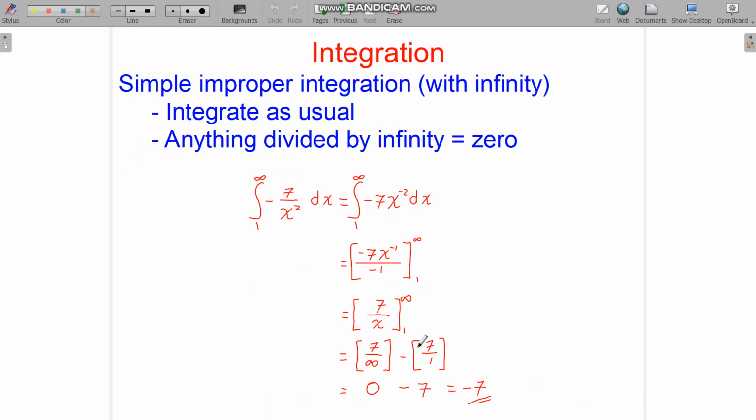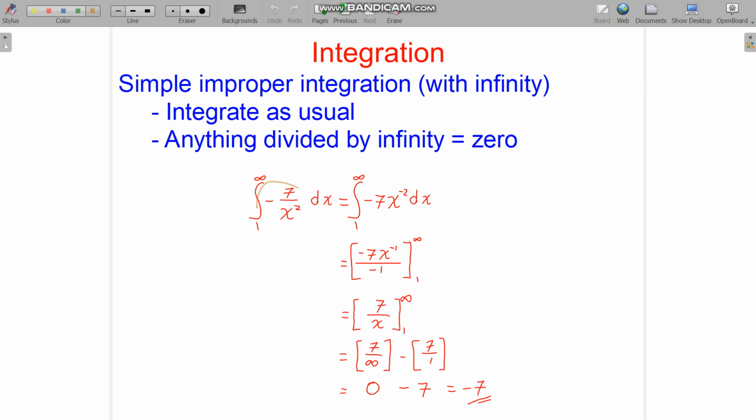Simple improper integration means it involves infinity. When we're dealing with infinity, we call it simple improper integration. So we integrate as usual, and then just remember 1 over infinity is 0, or anything over infinity is 0.